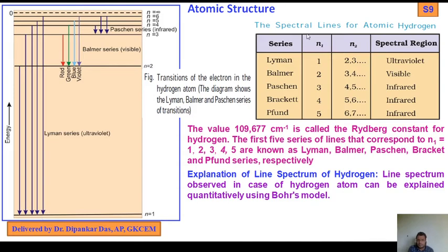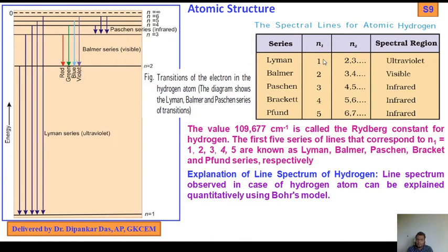Similarly, in case of the Balmer series, what will happen? The N1 value is 2. That is, the transitions will occur from N3 to N2, N4 to N2, N5 to N2, N6 to N2. We get visible light: red, green, blue, violet. So here we get 5 transitions in the Lyman case and 4 in the Balmer case, because in Balmer it starts from 3 to 2, 4 to 2. That's why you get 4.